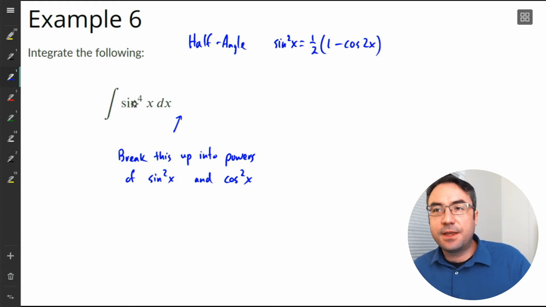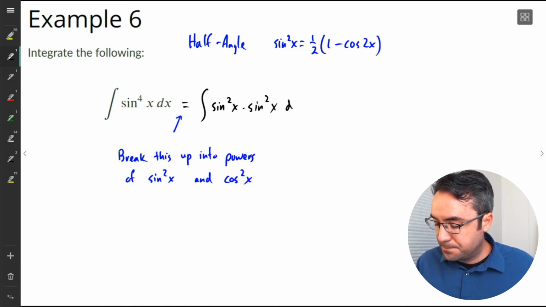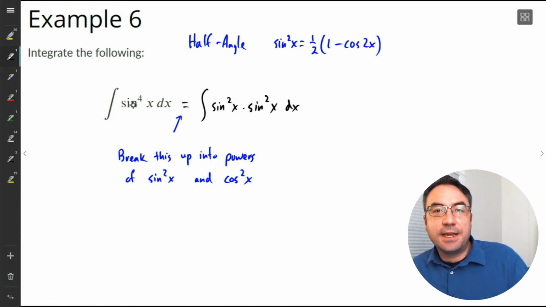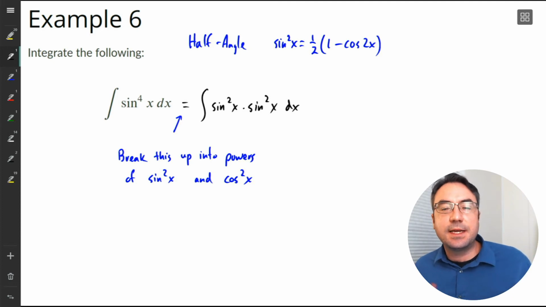So instead of thinking of sine of x raised to the power 4, let's break that up and think of it as sine squared x times sine squared x. If this was sine raised to the power 6, well, then it would be sine squared times sine squared times sine squared. So you just do it as many times as you need to.